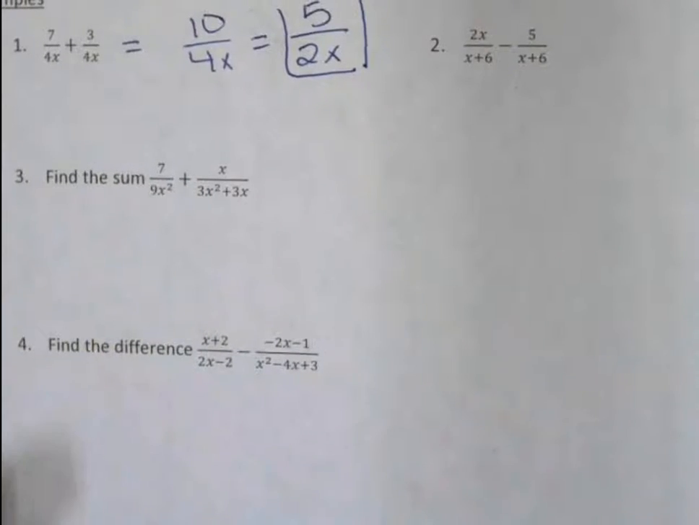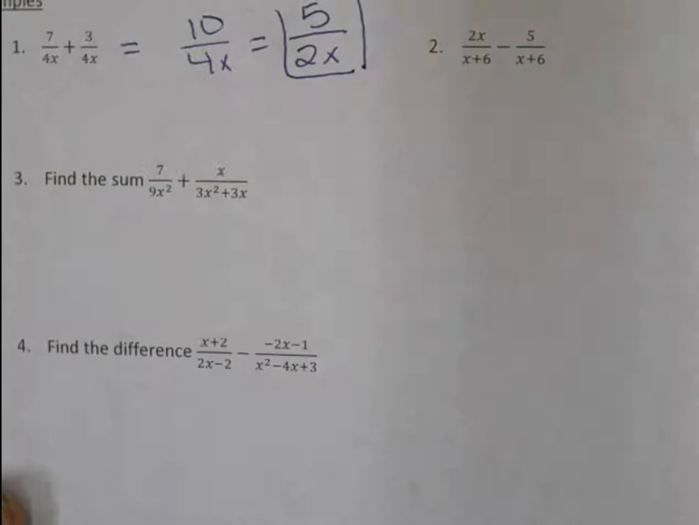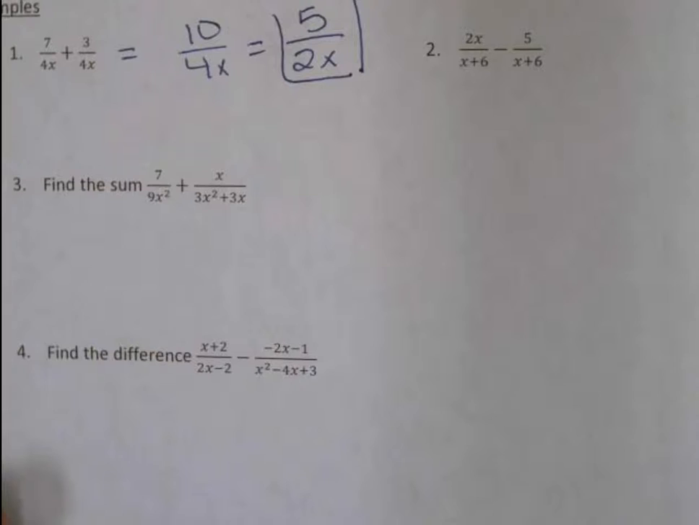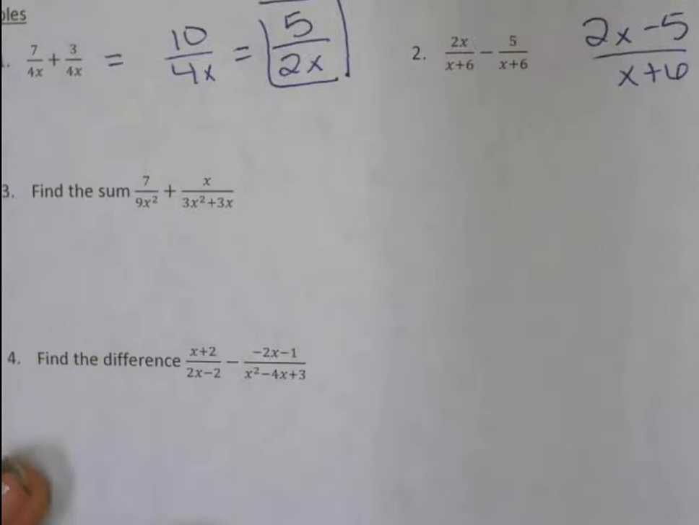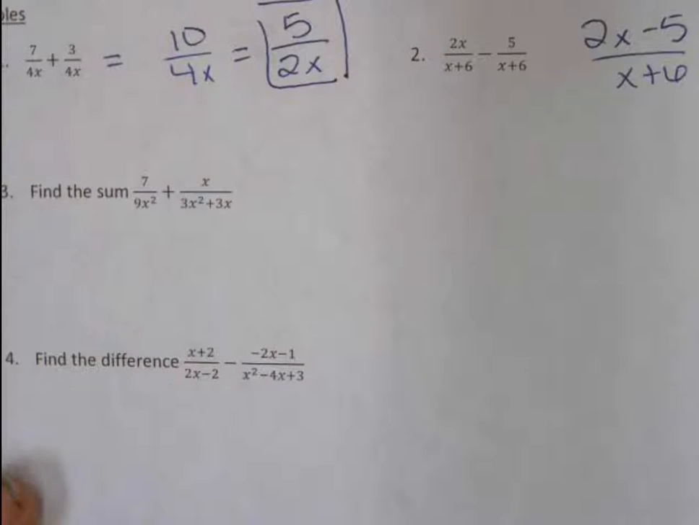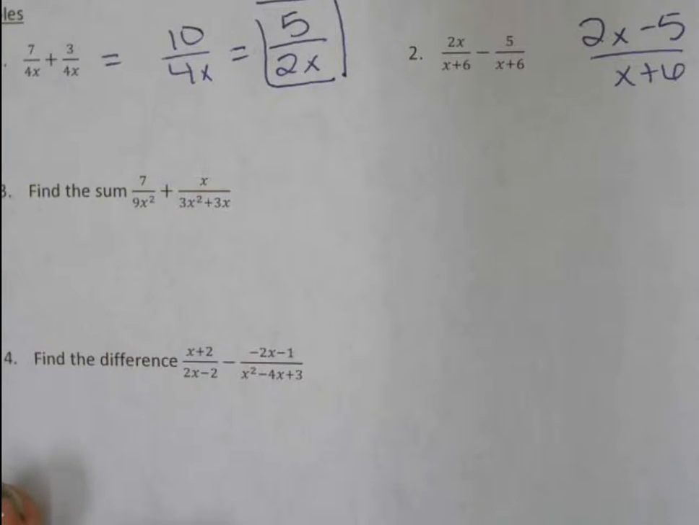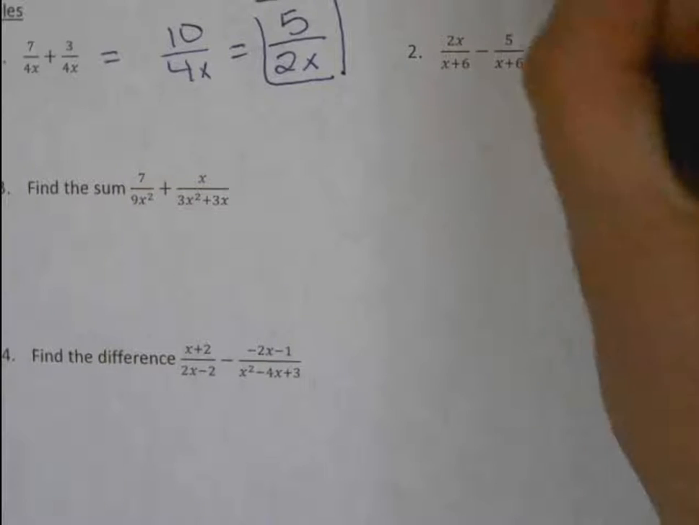Questions on number 1? Okay. So number 2 kind of works the same way. It's got a negative sign in the middle though. So what do I do? Subtract. So it's going to be 2x minus 5 over x plus 6. Can I do anything with this? I have to divide out factors, not letters. Nope, can't do anything here.